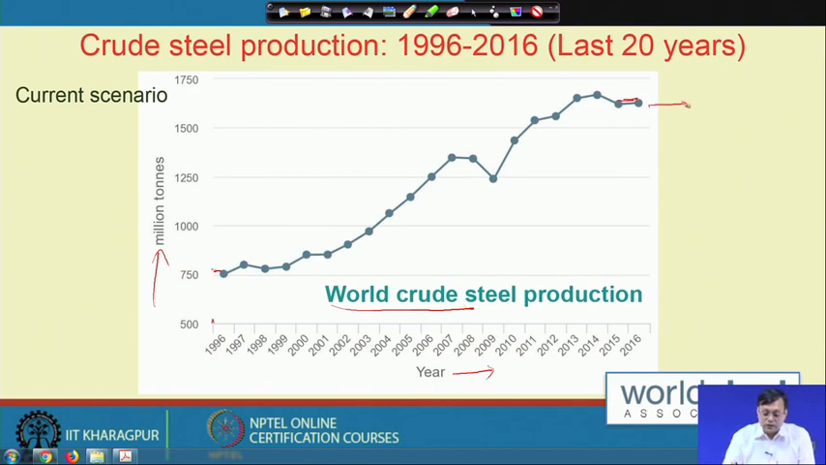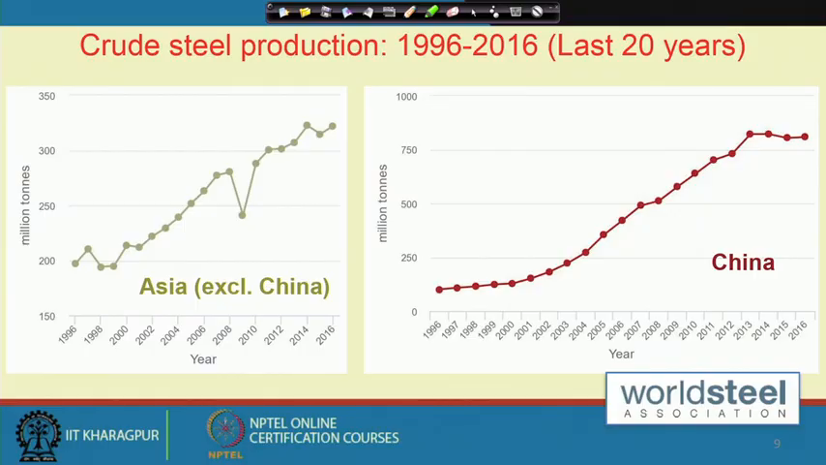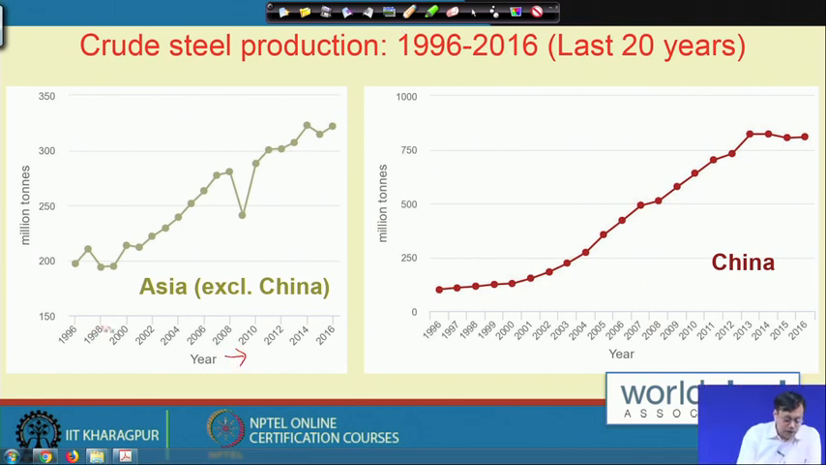And definitely the demand and the production are quite linked, because the more the demand, the more the production required. In that aspect, we can also look at some of the developed countries and developing countries and how much they really produce. As an example, in Asia, we can see for the last 20 years, from 200 it reaches up to 325 or so. Asia means including India and so on, except China. In case of China, this value, almost something like 100 million tons, reaches almost 800 or so. So, this is almost 50% of the whole world crude steel production. So, that has increased with time a lot. So, these are the developing countries.